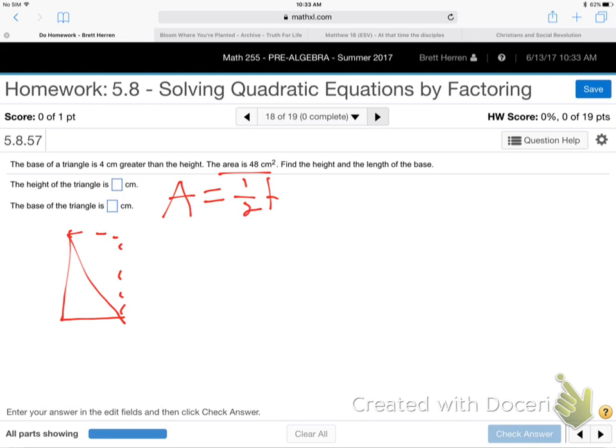So the area is a half base times height. That's the formula for the area of a triangle. You want to put that in your 3x5 card. Area is a half base times height for a triangle. Okay, so take it from there.